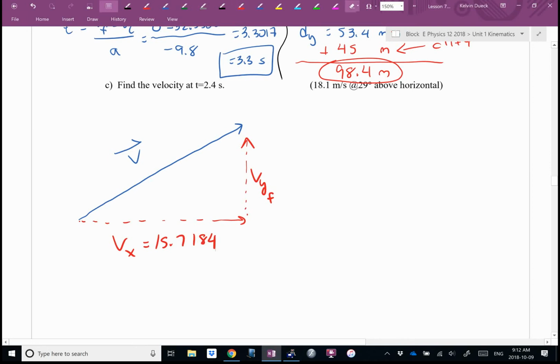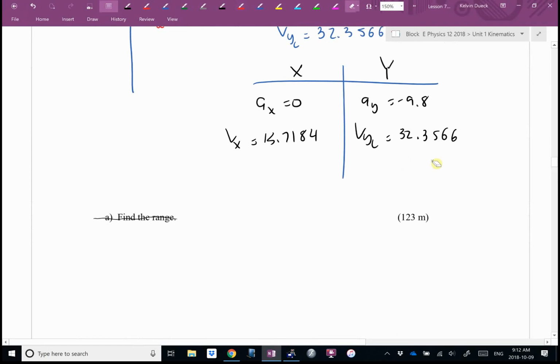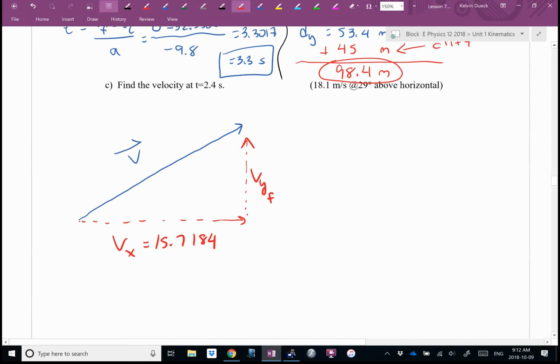Vy final, is it 32.3566? No, it's Vy initial. Oh. I don't know that. Wait a minute. Vy, vertical or horizontal? Let's make a little mini half of a T chart here. Let's just do a vertical section here. So vertically, I know Ay is negative 9.8. I know Vy at the start was 32.3566. Oh! What else do I know?